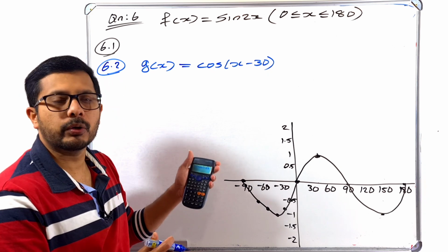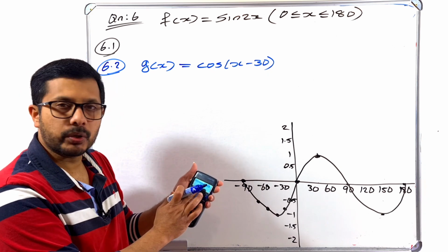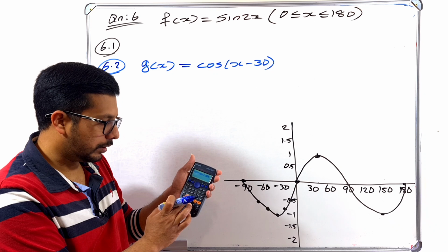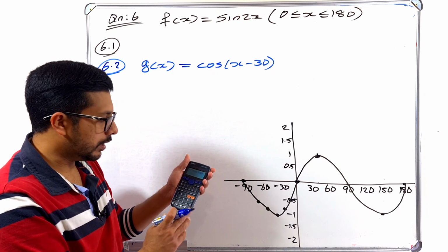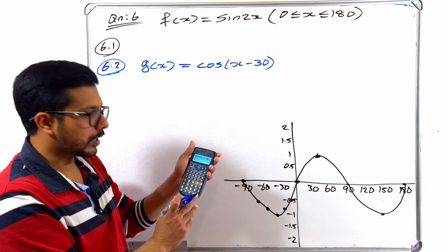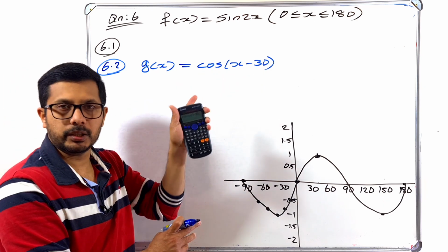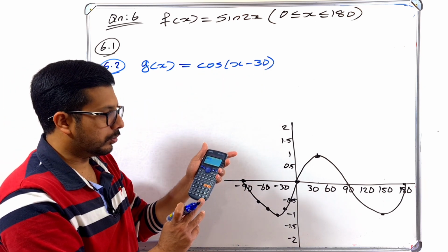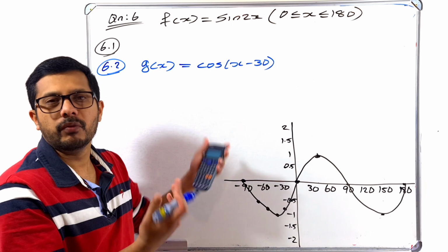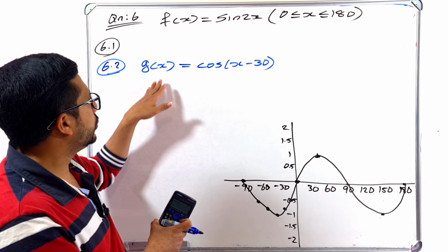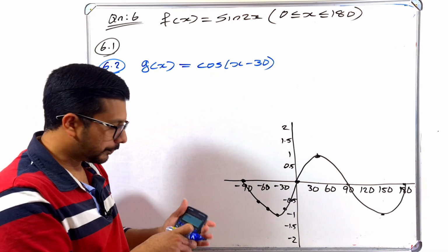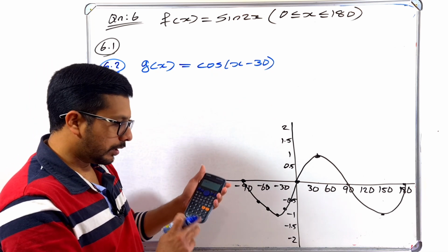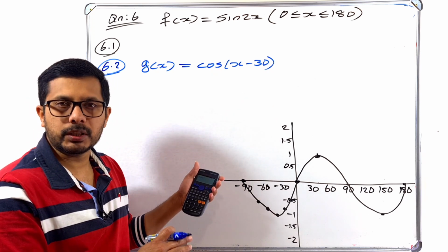So I hope now you know how to type x. How can you type? Alpha, this close bracket, that is x. Then minus 30. Now after you type f of x is equal to cos of x minus 30 in your calculator, equal to g of x. So we already typed that g of x as f of x. This one we are going to draw this graph. Now just equal to, we don't want to type any g of x.